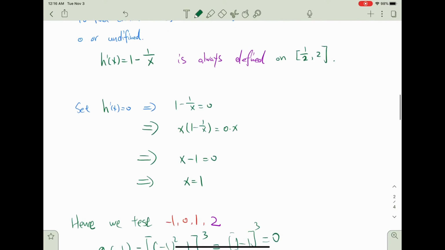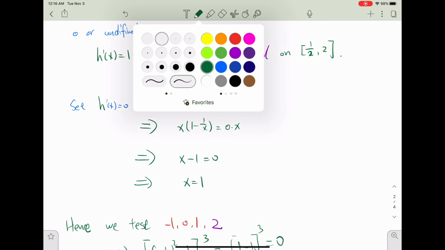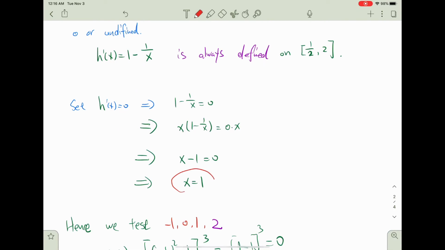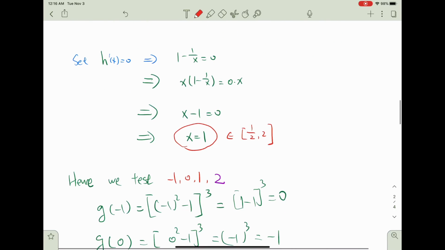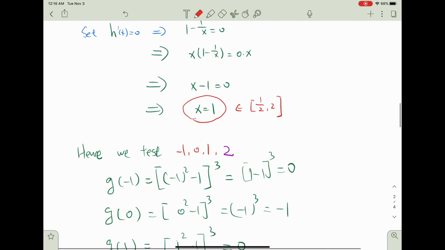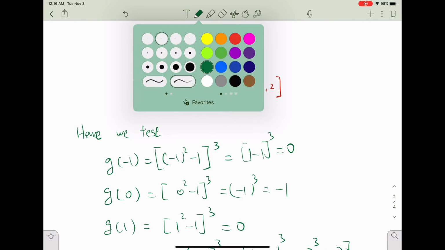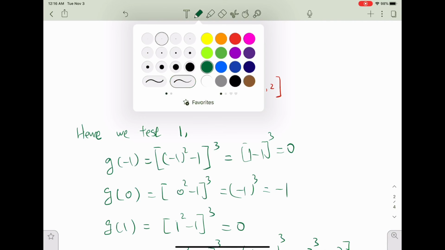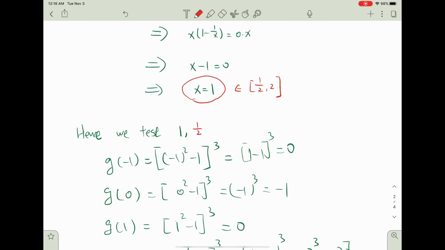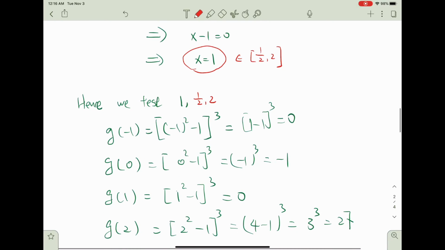But before stating that this number is a critical number, we need to make sure that it's inside our interval. Is it inside the interval? Obviously it is inside this, right? And therefore it is a critical number, right? So we need to test this number as well as the endpoints, right? So we're gonna test 1, right? And the two endpoints here, that's 1 over 2 and 2. Just plug in and test.